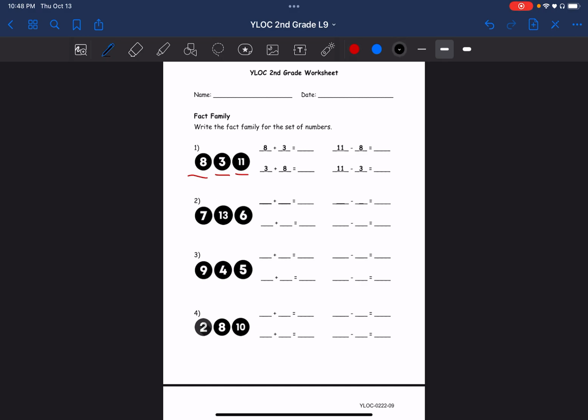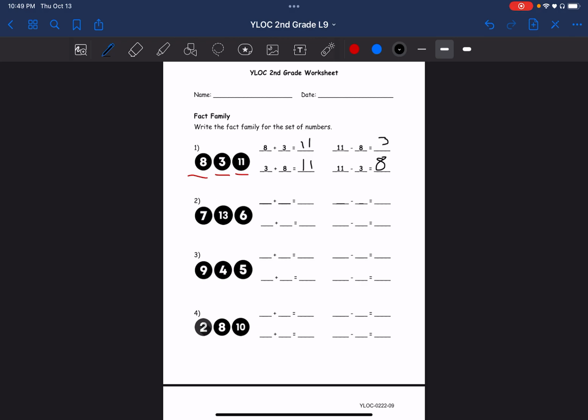So 8 plus 3, and the last remaining number is 11, so it should be 11. And then same with 3 plus 8, the only remaining option is 11, so it is 11. And then the opposite will be subtraction. So 11 minus 8, there's only 3 left. So it's 3. And then 11 minus 3, there's only 8 left over. So 11 minus 3 is 8.